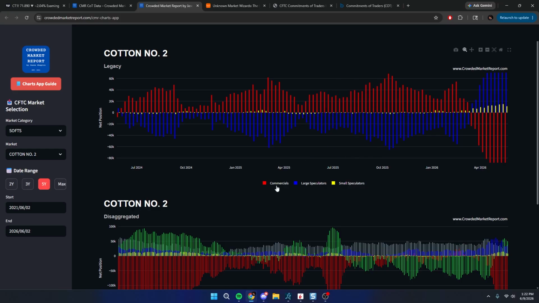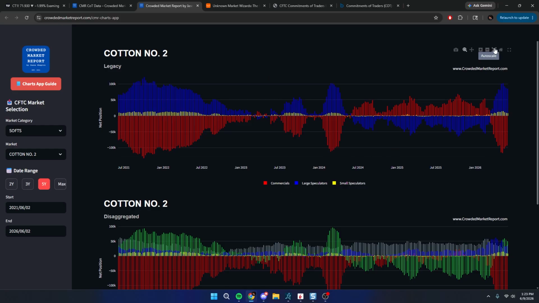The commercials are pretty much going to be the opposite of the net positioning of the large speculators and the small speculators. Very often in commodity markets like cotton, the other side tends to be the actual people growing cotton, and they're hedging themselves within the market. Let me bring myself out.